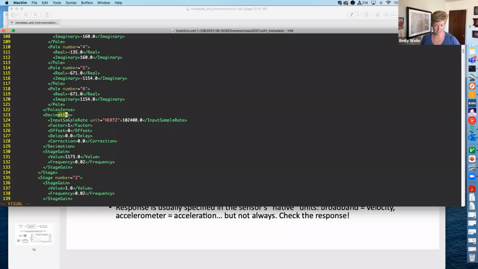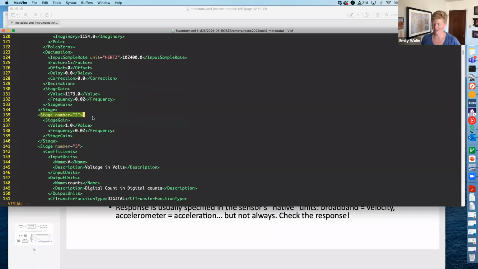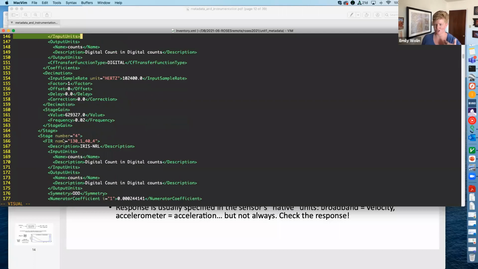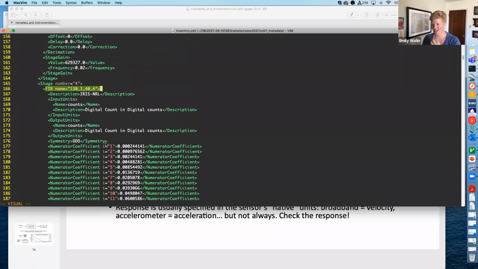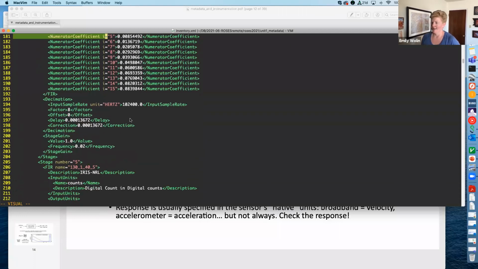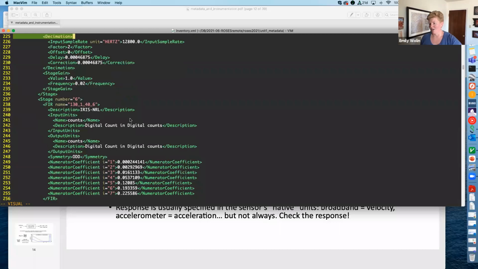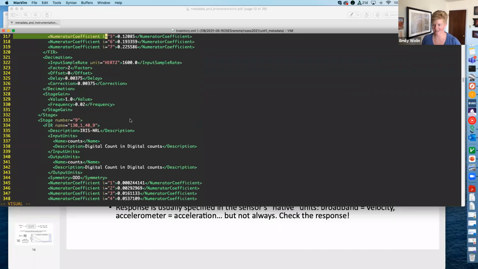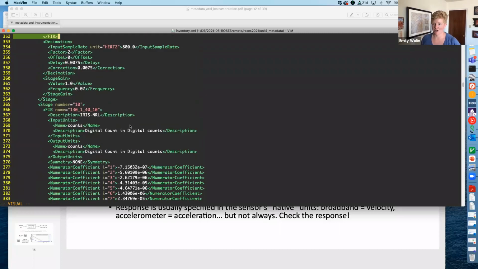We have a decimation stage. We have a stage that basically just specifies the frequency at which our sensitivity is described. And then we have a bunch of different stages that describe what are called FIR filters. These are filters in the digitizer that are applied during the digitization process to avoid aliasing, and they very often have huge long lists of coefficients. This is fairly straightforward. Depending on your digitizer, you might have a number of these applied.